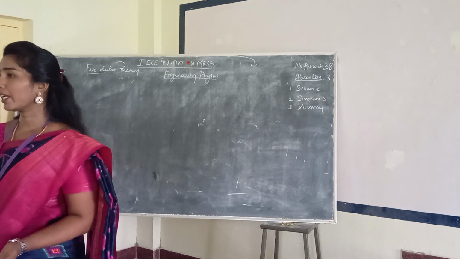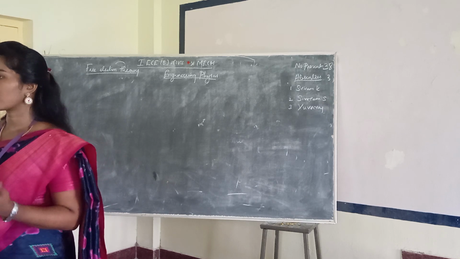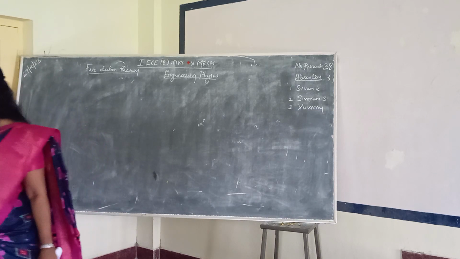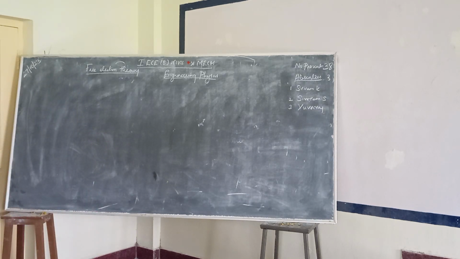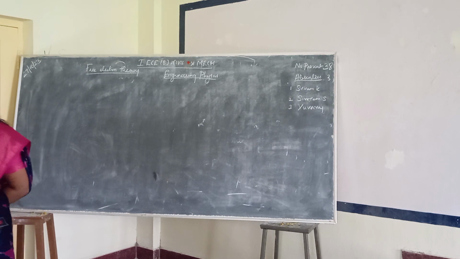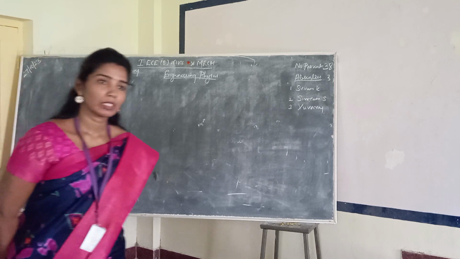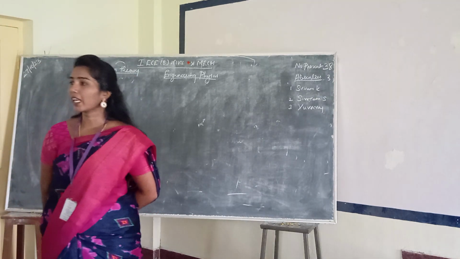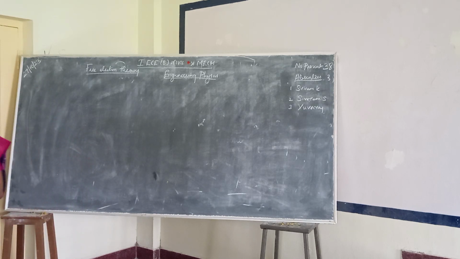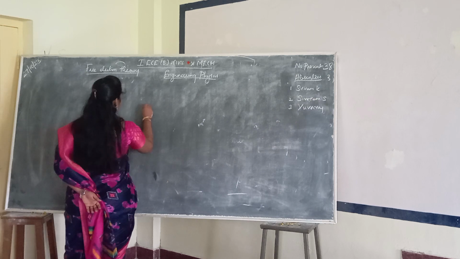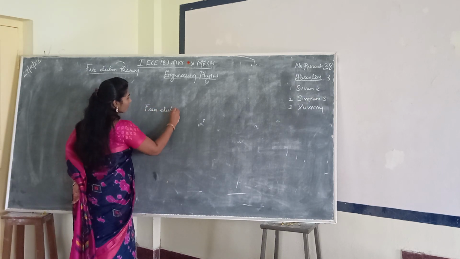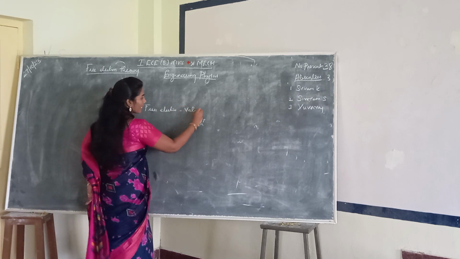So in this unit, what is free electrons? In the free electrons theory, first we will discuss what free electrons are. Any idea what a free electron is? What, valence electrons. Okay. So free electrons are nothing but valence electrons.